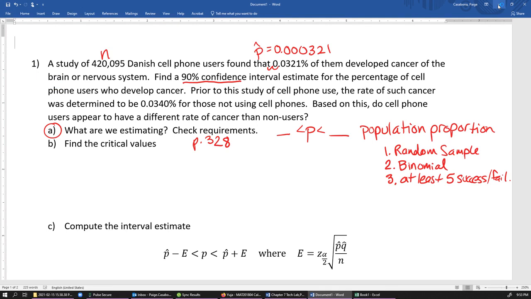So checking the requirements is kind of just an aside, but we should do that before continuing with the procedure. Now, I haven't said anything about the second half of this question.